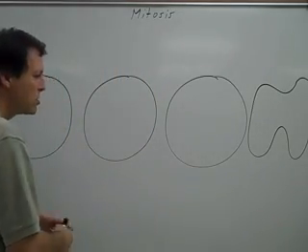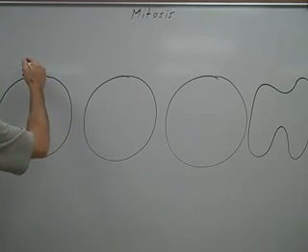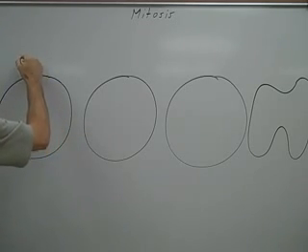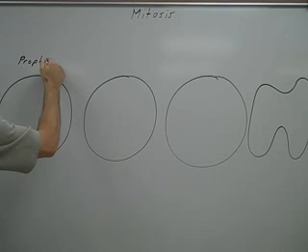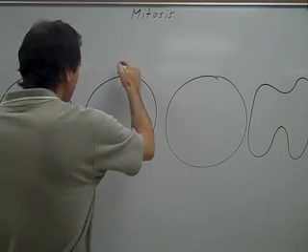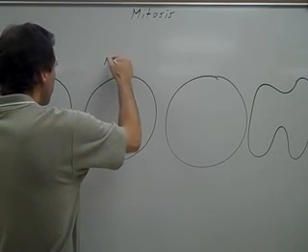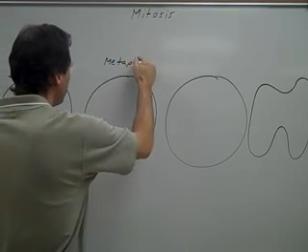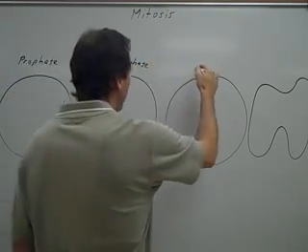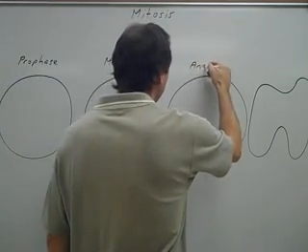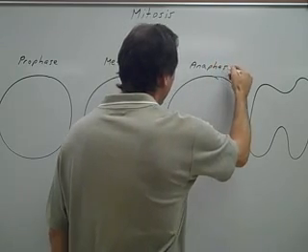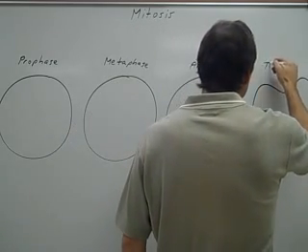And we're going to break mitosis up into 4 stages. The first stage is going to be called prophase. The second stage is going to be called metaphase. The third, anaphase. And the fourth, telophase.